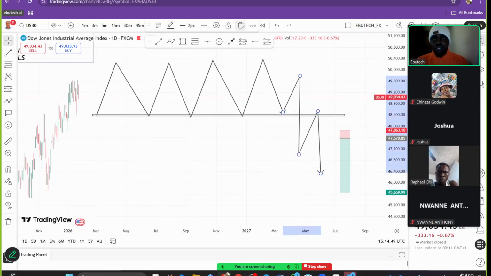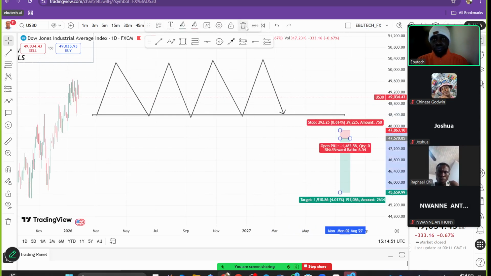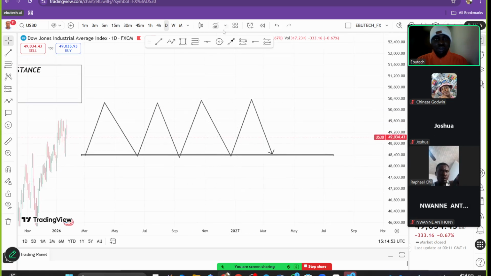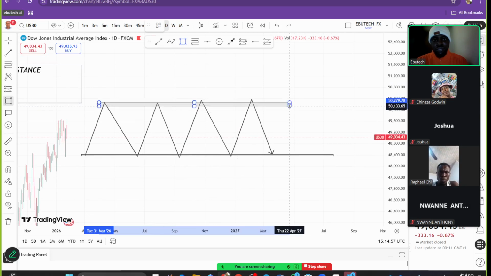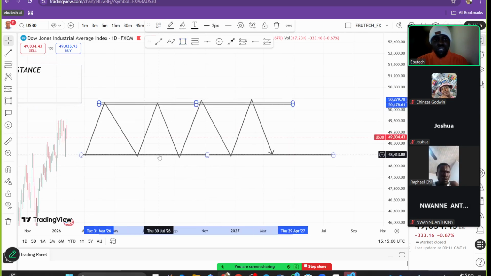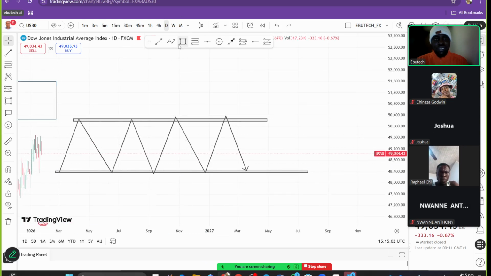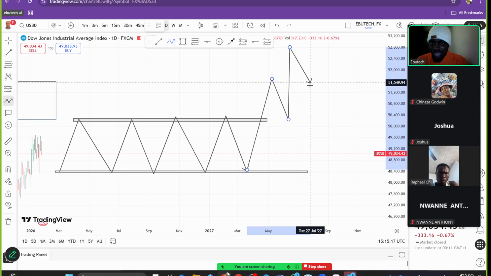Let me delete this. The same thing applies when the market wants to buy. Which sign are you going to see? You will see something like this. The market will push up and break this consolidation zone. It will go like this, come down, go again, come down. You can now enter.